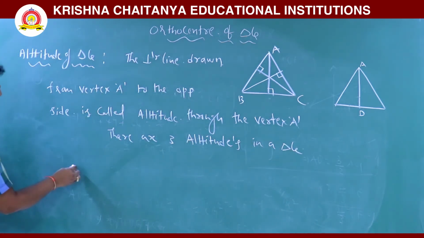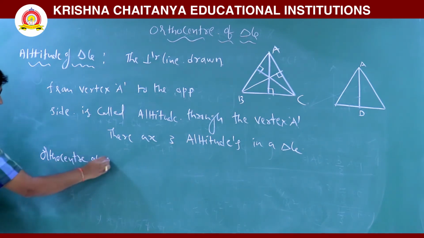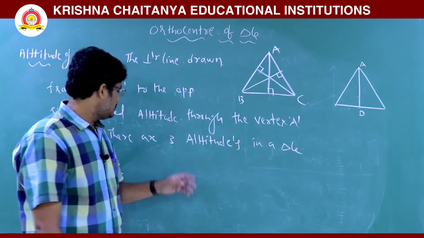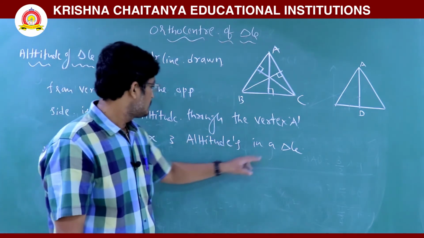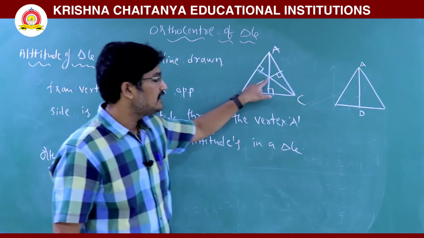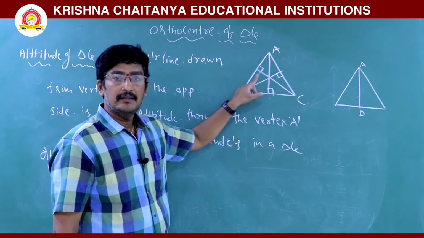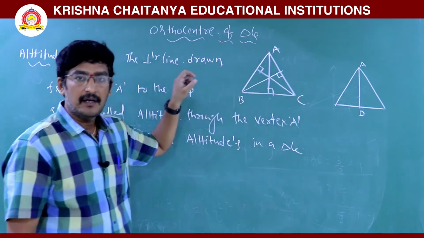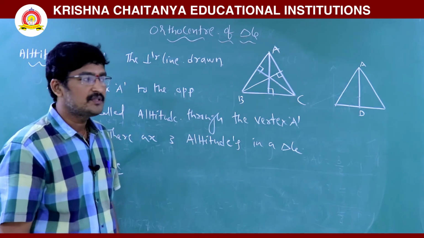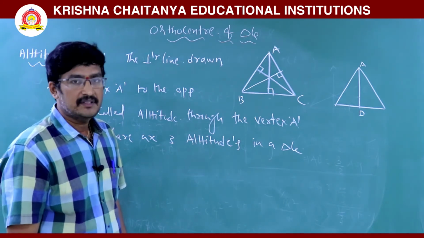So now go to the definition of the orthocenter of the triangle. What is the orthocenter? There are three altitudes, and those three altitudes in a triangle meet at some point. That meeting point is called the concurrent point of those three altitudes. That point of concurrency of the three altitudes is called the orthocenter of the triangle.